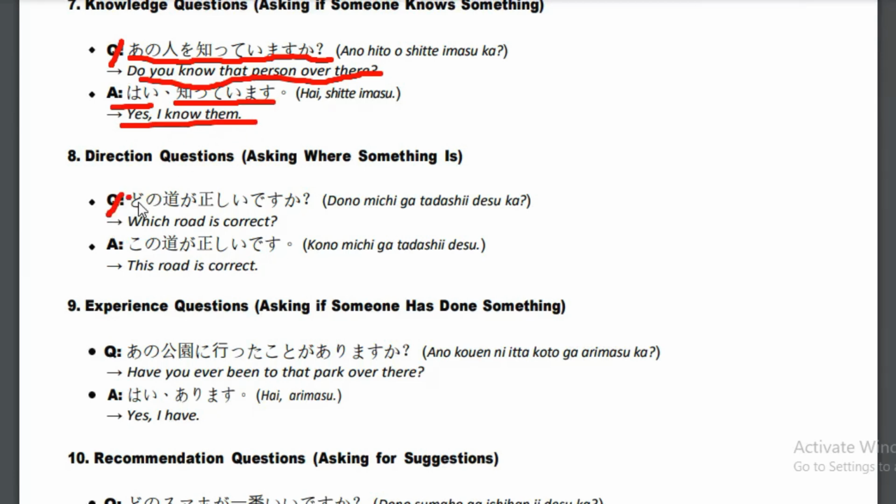And next question is Dono machi ga tadashi desu ka? Means which road is correct? So the answer would be Kono machi ga tadashi desu. Means this road is correct.